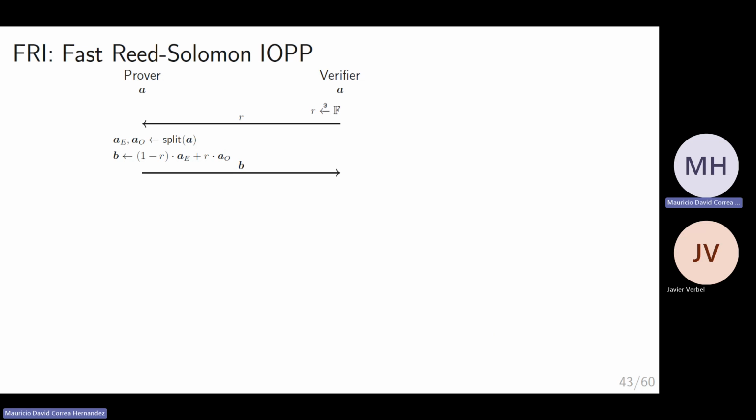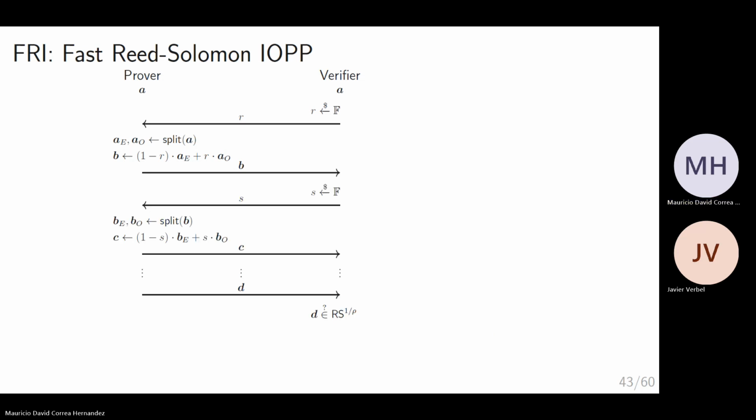This is the same protocol in a little more formal terms. The verifier and prover both have a vector A. The verifier samples a scalar. The prover splits this vector into even and odd parts and uses that scalar to batch, sends over the batched vector. The verifier samples a new scalar and sends it to the prover. Prover splits and batches and sends over the batched code word. And this happens however many times it needs to happen for the verifier to end up with a very short code word, which you can test for low degreeness trivially.